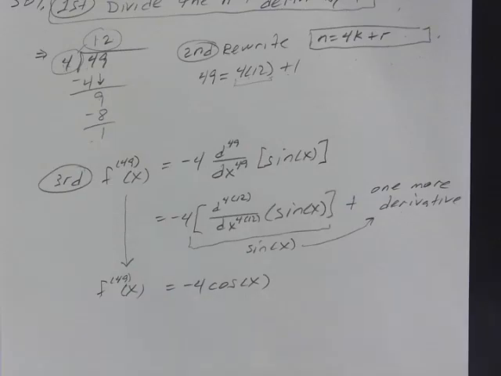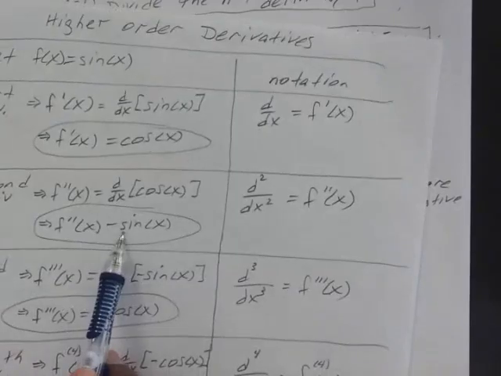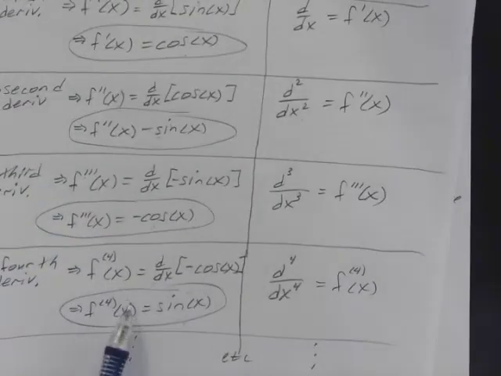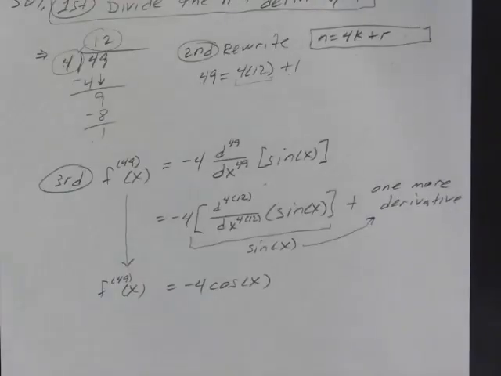Now, if you had a remainder of 2, then you'd have had 2 more derivatives, and it would have been negative sine of x. If you had a remainder of 3, it would have been negative cosine of x. A remainder of 4 shouldn't happen, because you only have a divisor of 4. So your remainder can only be 0, 1, 2, or 3.